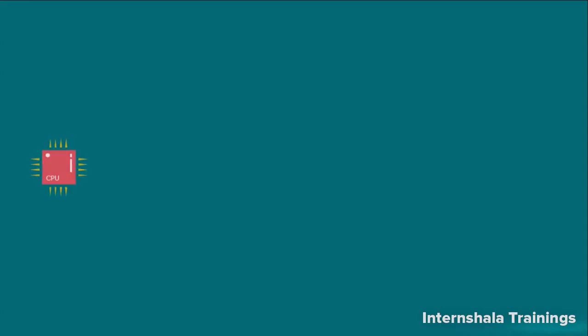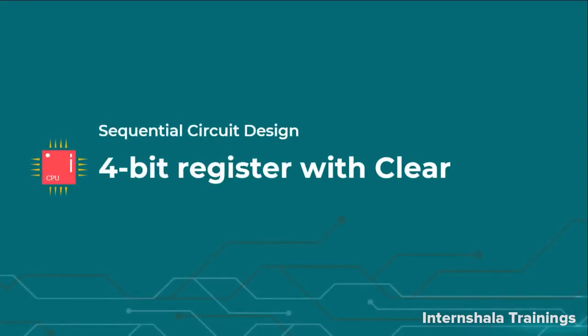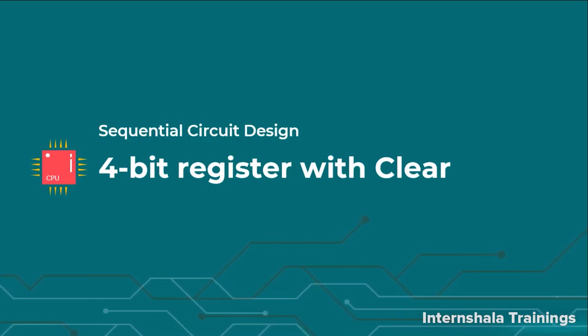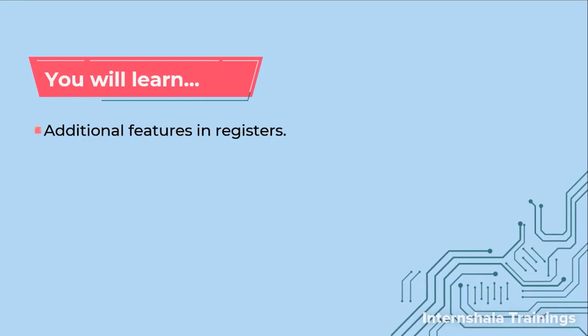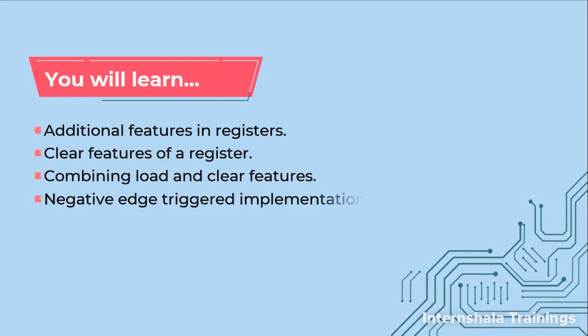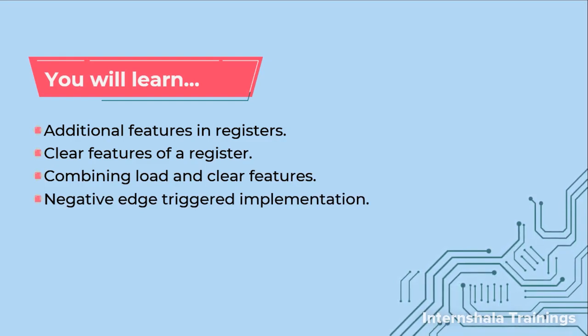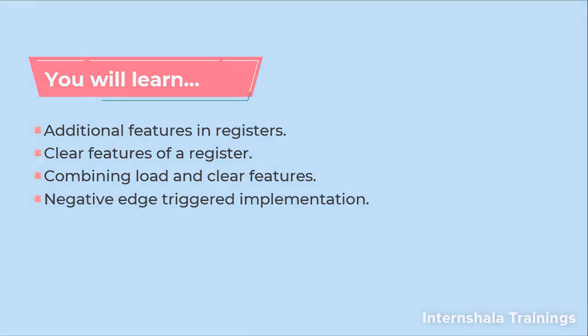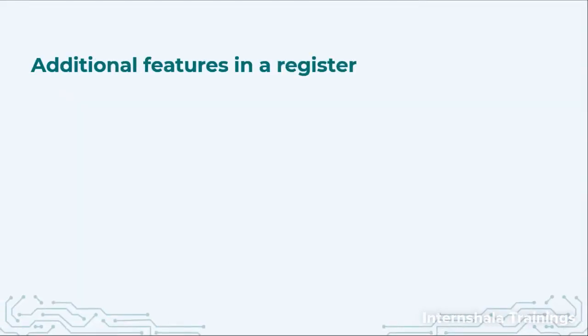Hello students, welcome back. So now we are going to add some more functionalities into a simple register. We are going to design a register with an additional clear signal. In this video, we are going to talk about additional features that can be added to a register: the clear function, combining the load and clear features together, and we are going to design a negative or positive edge triggered register with these features. So let us get started.